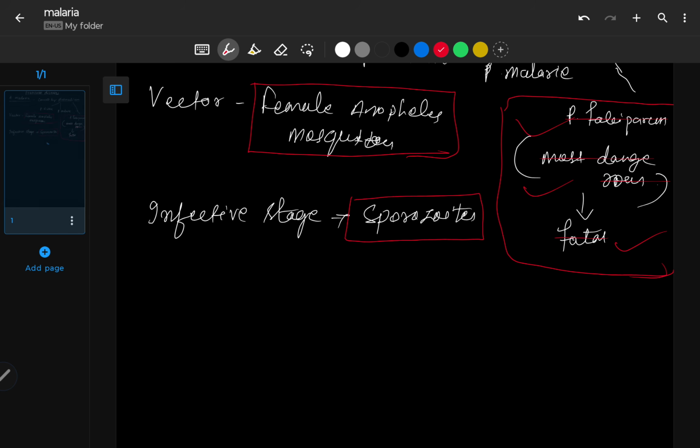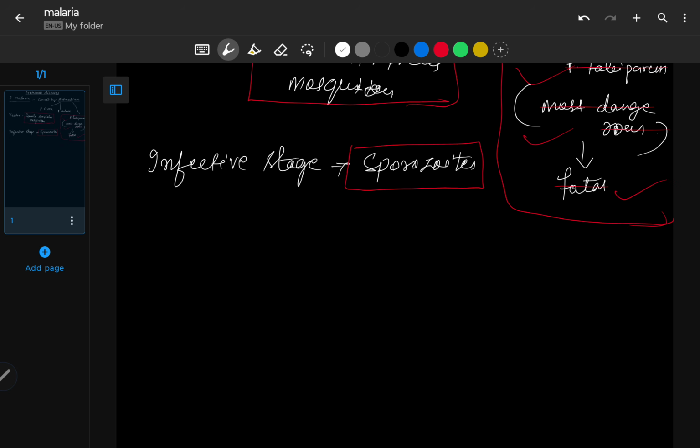Now come to the life cycle of this organism. I am giving you a flow chart. I will give you a flow chart first. Like so, the life cycle of Plasmodium.